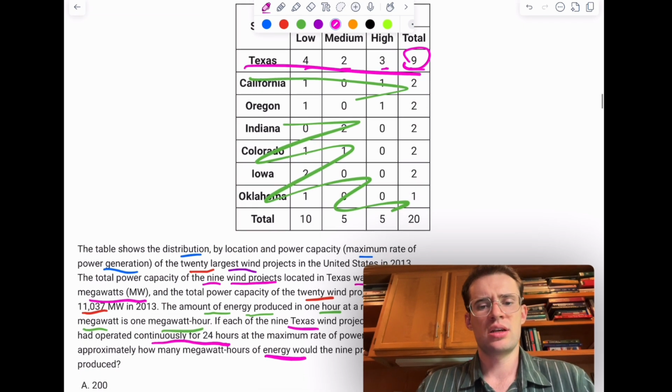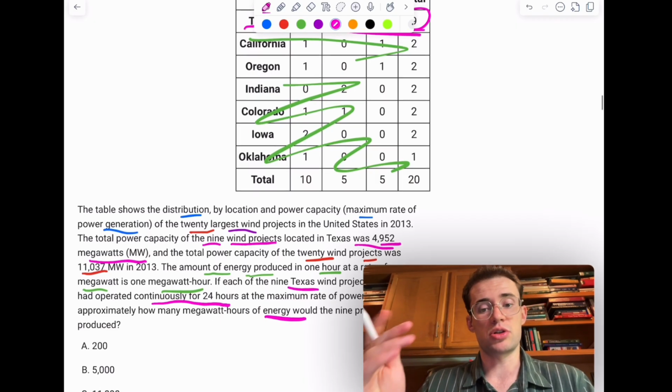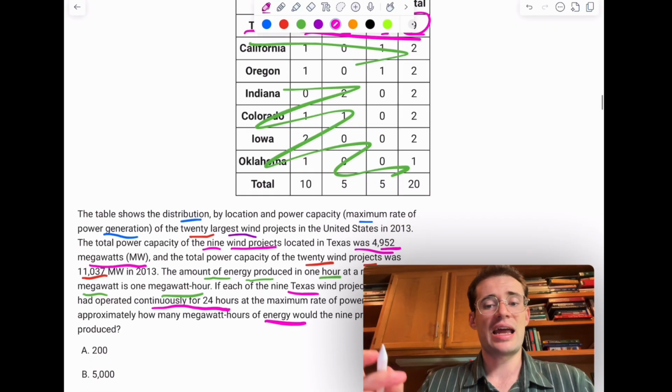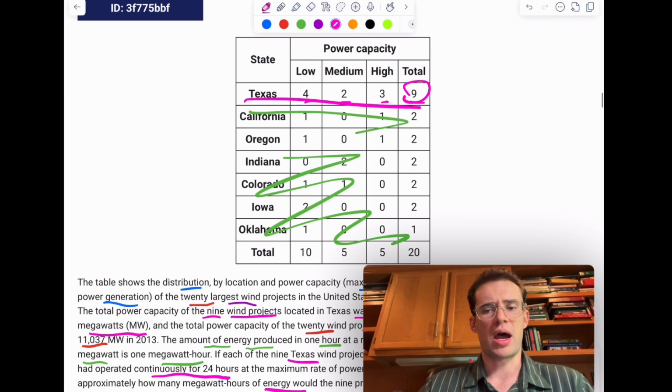But they gave us the amount of energy from all 9, or the amount of power from all 9. Sorry, I should specify that's how much it's producing per hour. So those 9 cumulative add up to 4,952 megawatts of power at their maximum capacity.